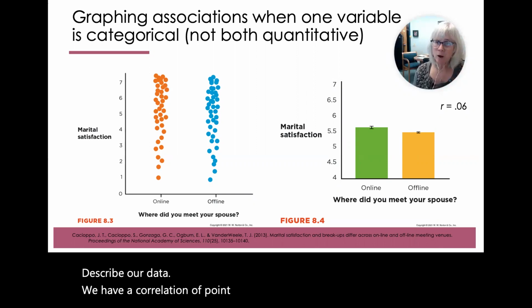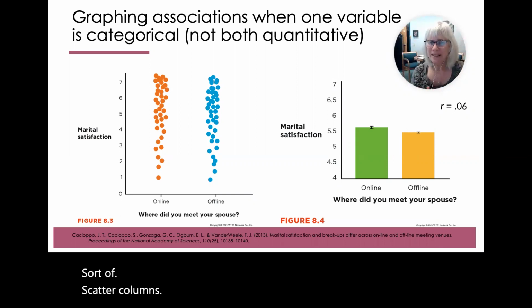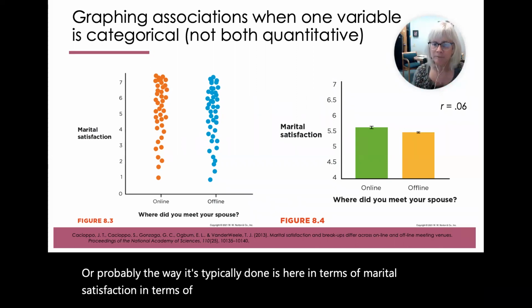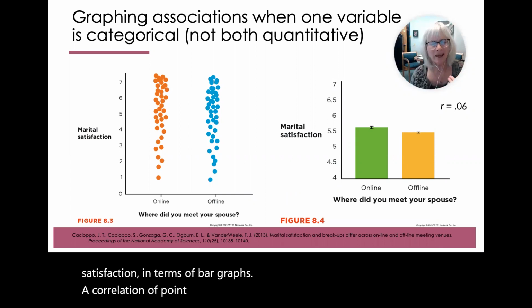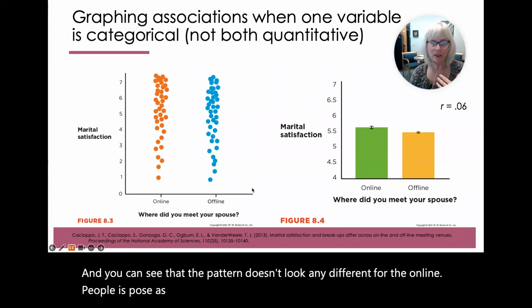We can either draw it as scatter columns, or probably the way it's typically done, here in terms of marital satisfaction, in terms of bar graphs. A correlation of 0.06 is a very small correlation. And you can see that the pattern doesn't look any different for the online people as opposed to the offline.